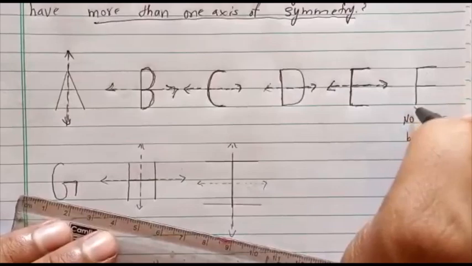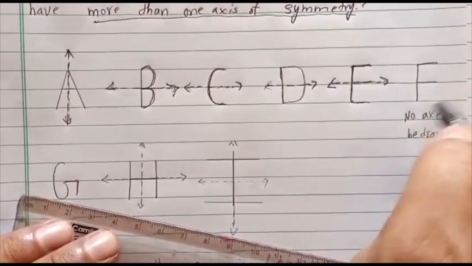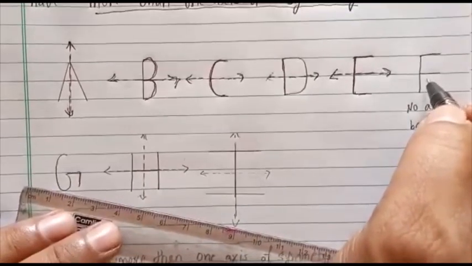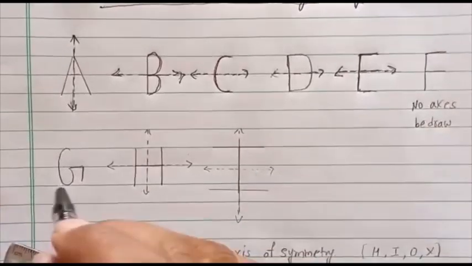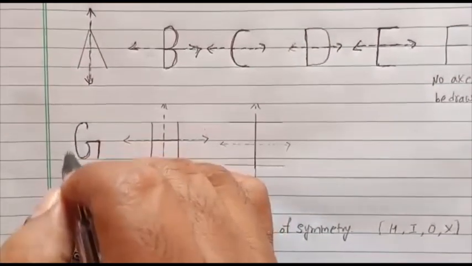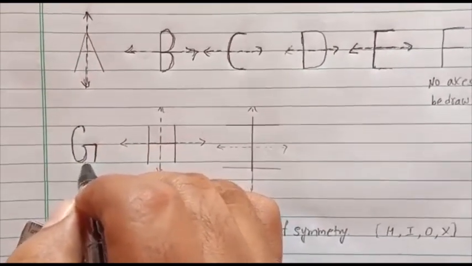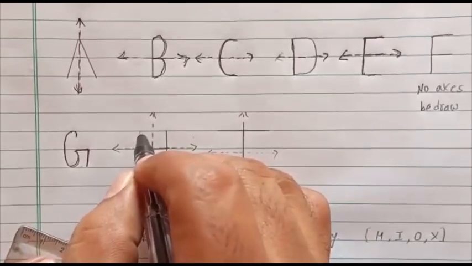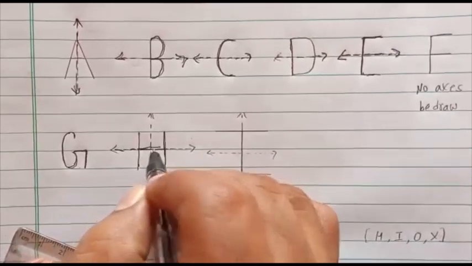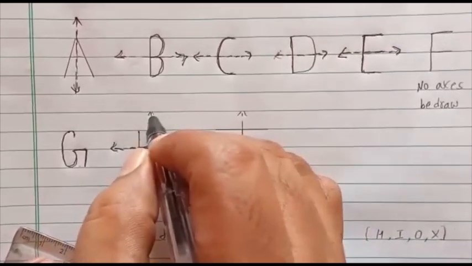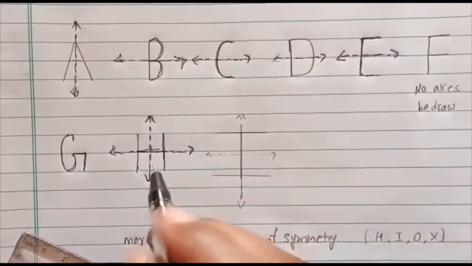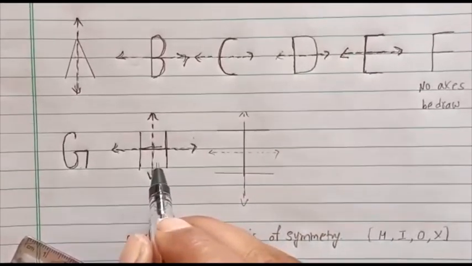Now come to the letter F. In F no axis can be drawn. So there is no axis of symmetry in the letter F. Similarly, write the letter G. In G we are not able to draw any axis of symmetry. Now write the letter H. In H there is one symmetry axis this way, and the second way is this way. So in the letter H there is more than one axis of symmetry.